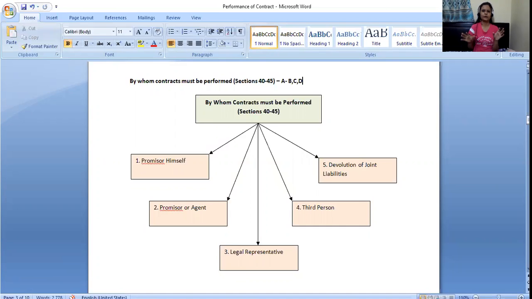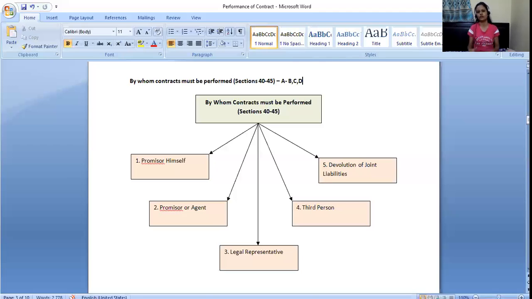In that case, what happens? B, C and D would be jointly liable, right? They would be liable to perform that particular contract. In case one of them dies, in case B dies, then what happens? B's legal representative and C and D would be liable. In case C also dies, B's legal representative, C's legal representative and D would be liable. In case D also dies, all these legal representatives will be liable.